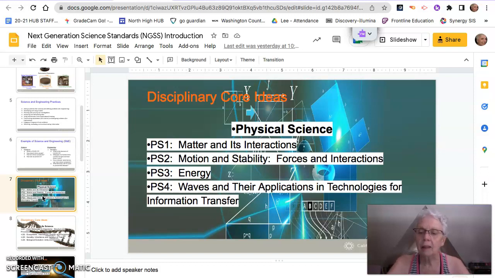Now we're going to talk about these disciplinary core ideas. Again, we're cross-cutting, which means we're going to go across all the different types of sciences to look at a problem. Even though we are studying specifically life sciences or biology this year, we are going to look at these other disciplines as well. So in physical science, you study matter and its interactions, motion and stability, energy, waves and their applications to technology or information transfer.